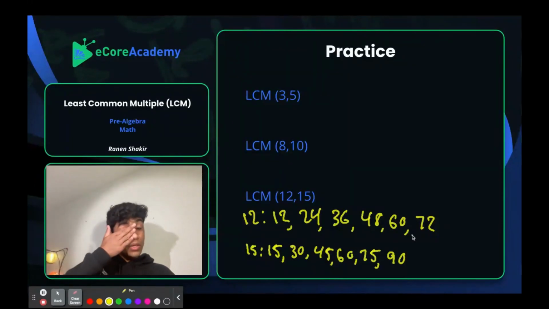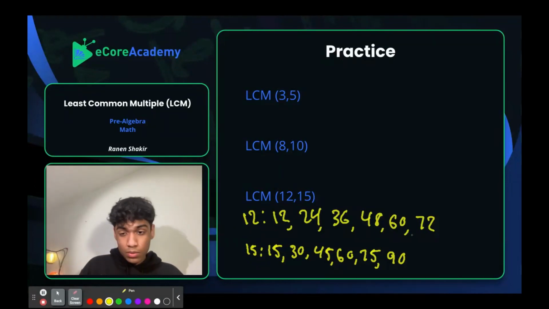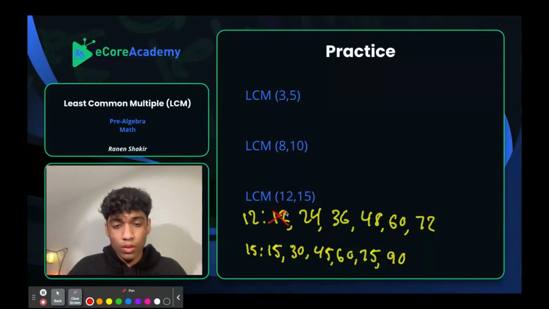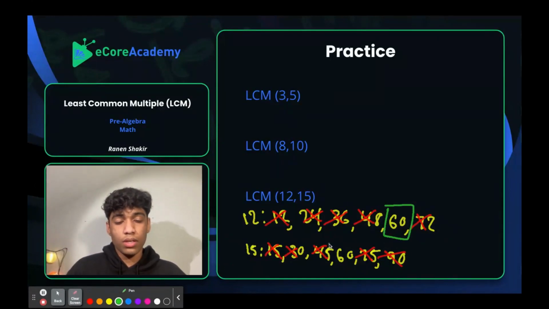All right. So now let's look through it and see what will be our least common multiple. We can see that 12 and 15 don't share a 12 or a 15. They don't share a 24 or a 30. They don't share a 36 or a 45. They don't share a 48. They do share a 60, but let's just keep going. They don't share a 75 or a 72, and they don't share a 90. So the LCM of 12 and 15 is going to be 60.